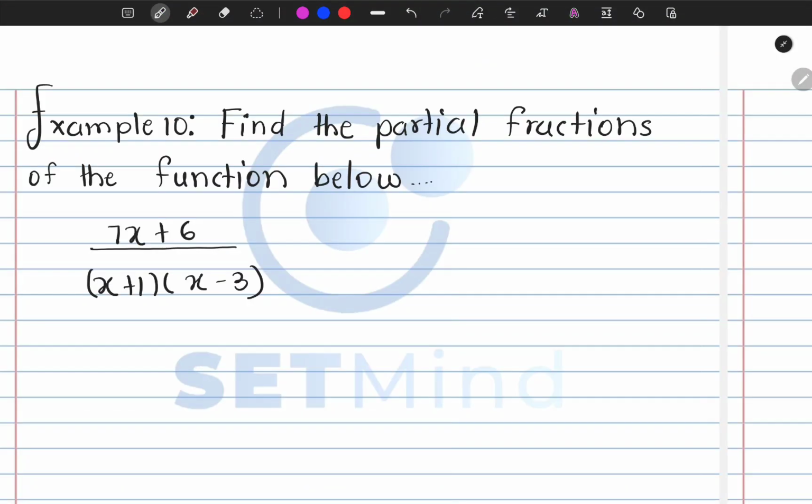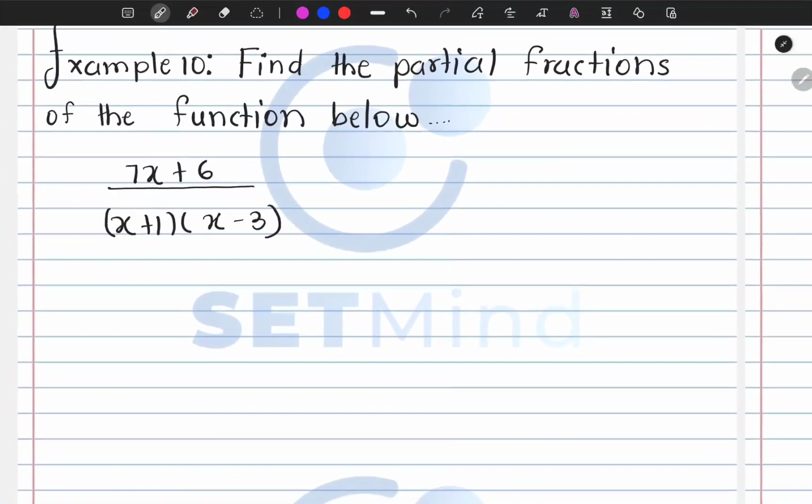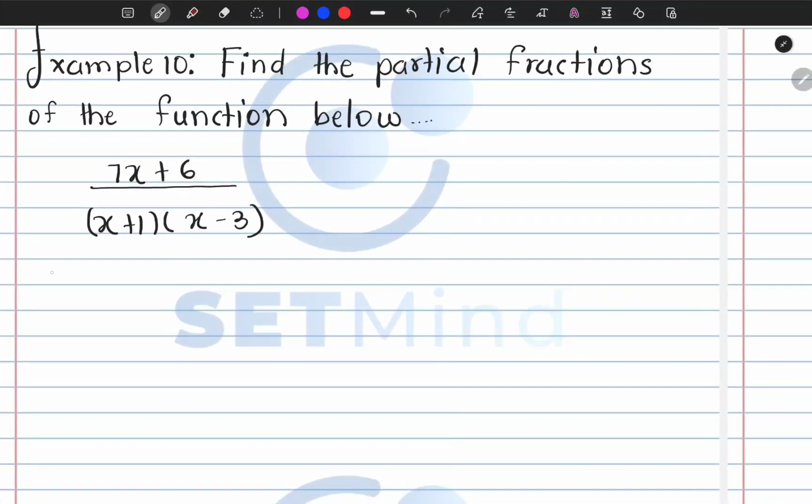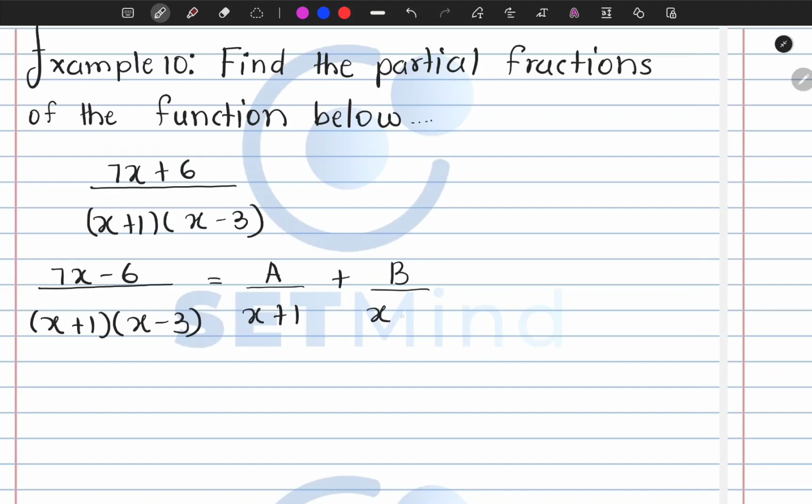Okay, so let's have a look at example 10, which is a very soft one. We'll end the session with nothing hard. And if you look at this, this will be a proper fraction. So for example number 10, it should be very easy for you to deal with this because it's just a recap of what we did previously. If you look at the denominator, we have linear factors. So when we split it into our partial fractions, it will be A over x plus 1 plus B divided by x minus 3.